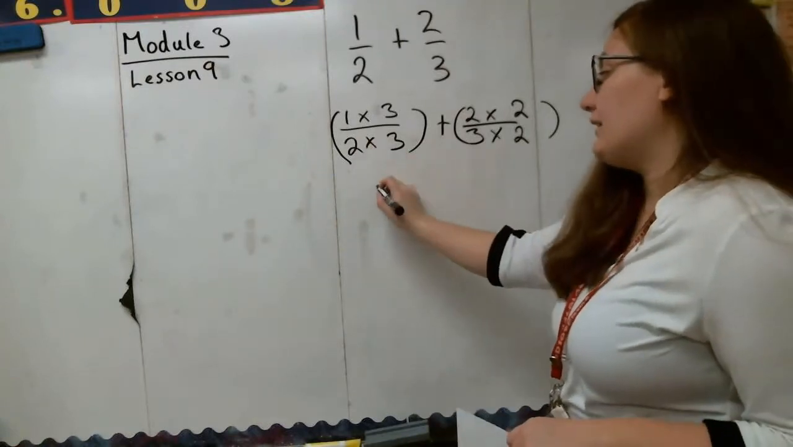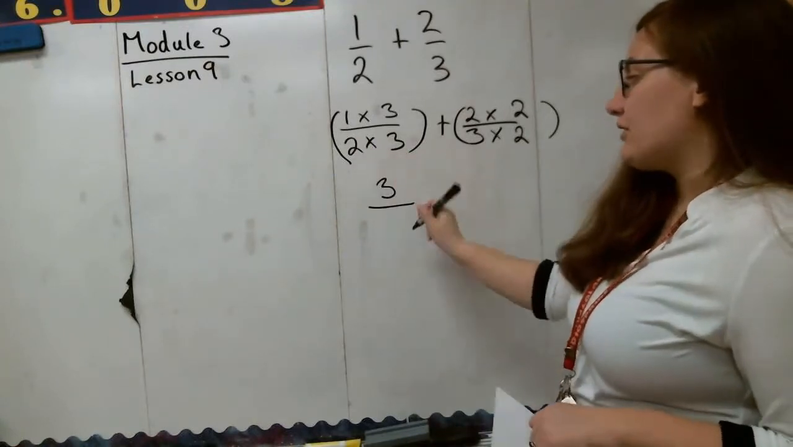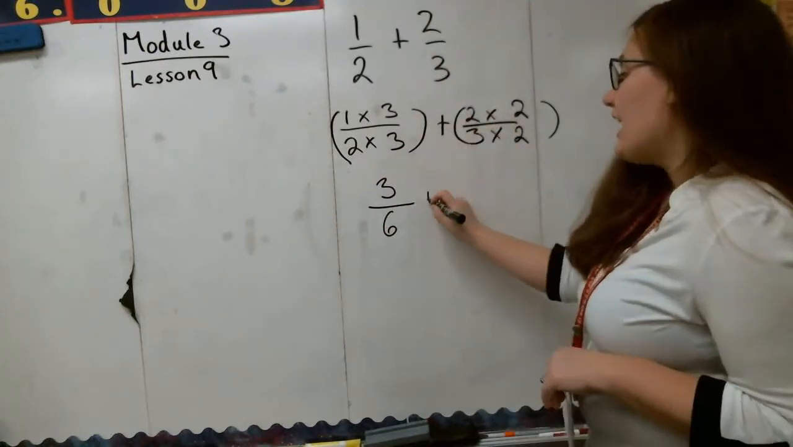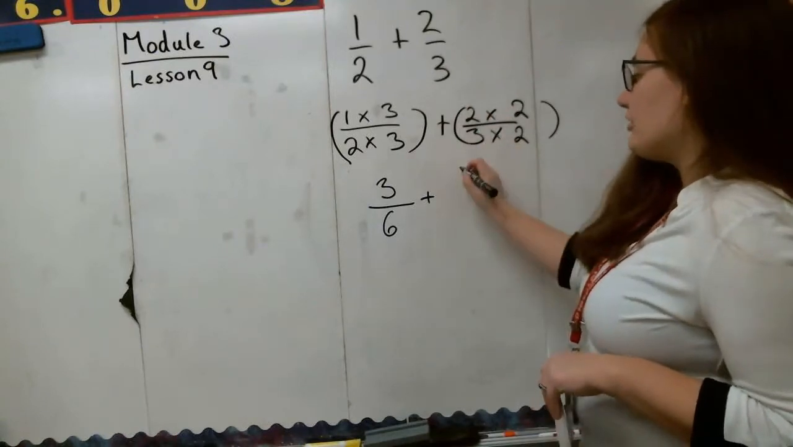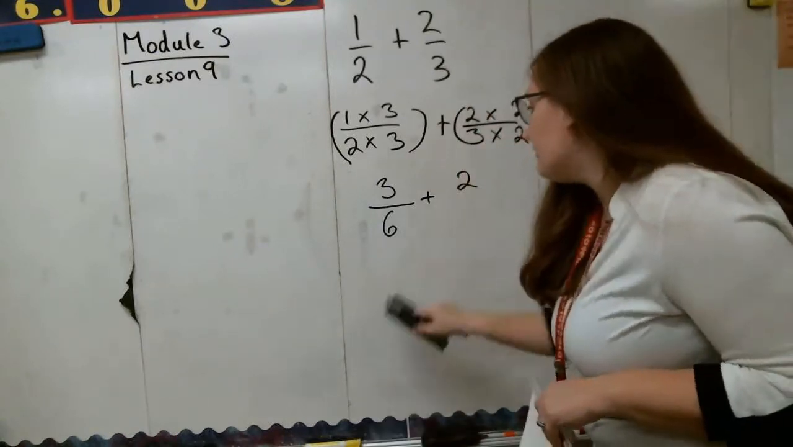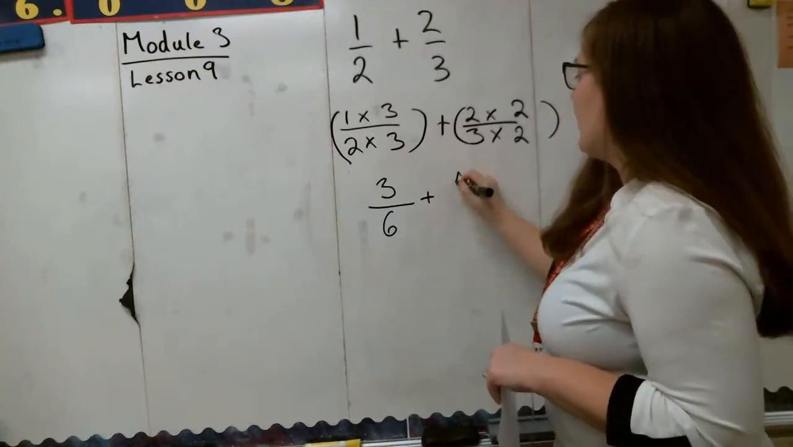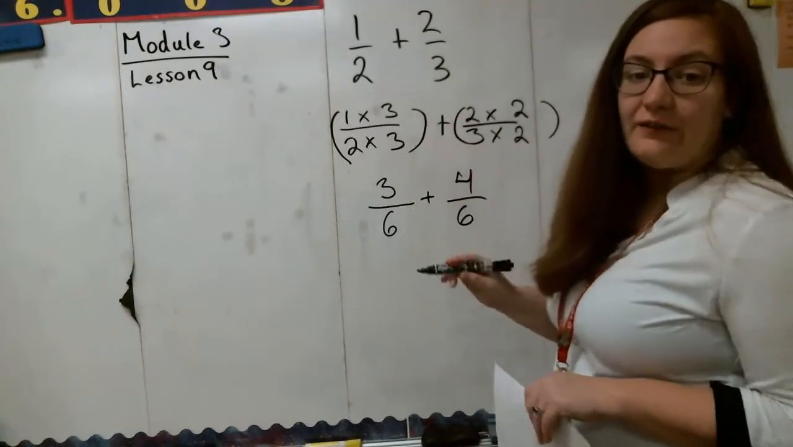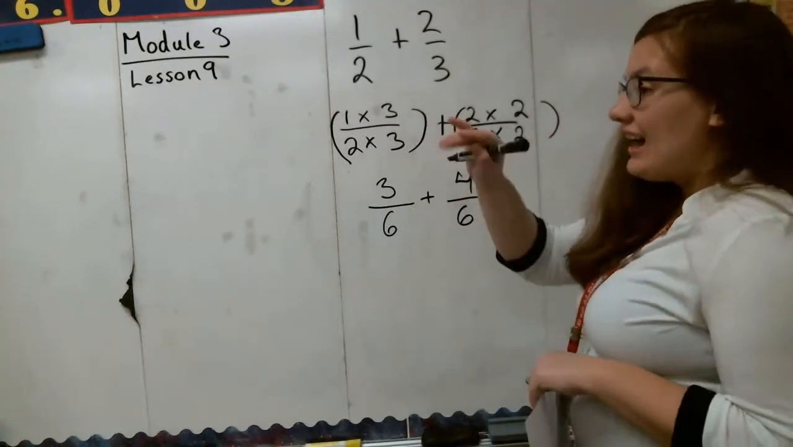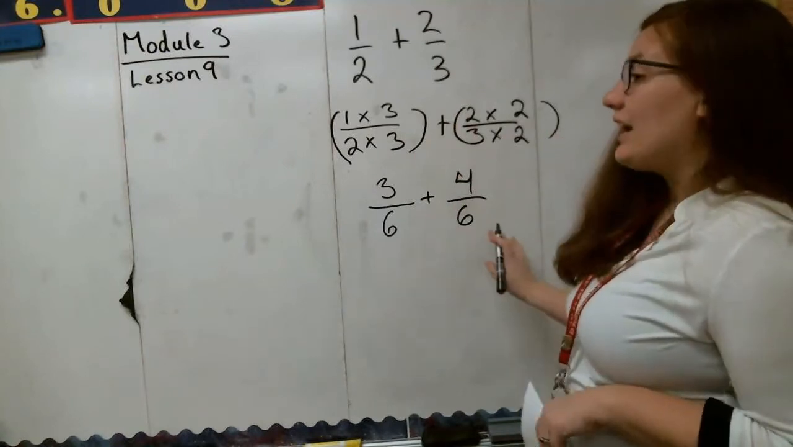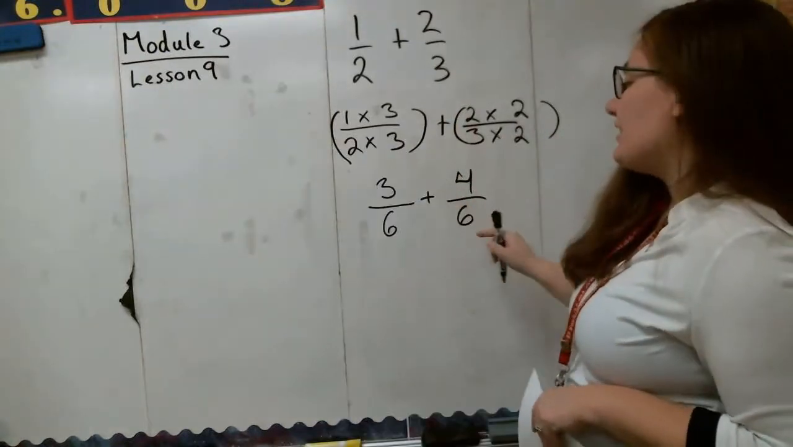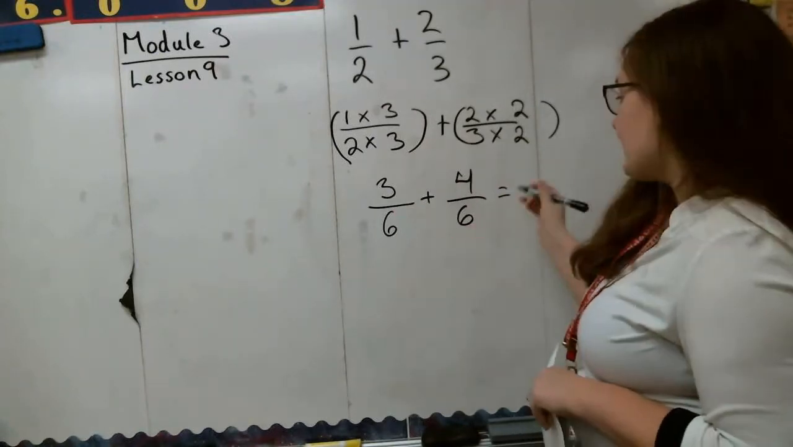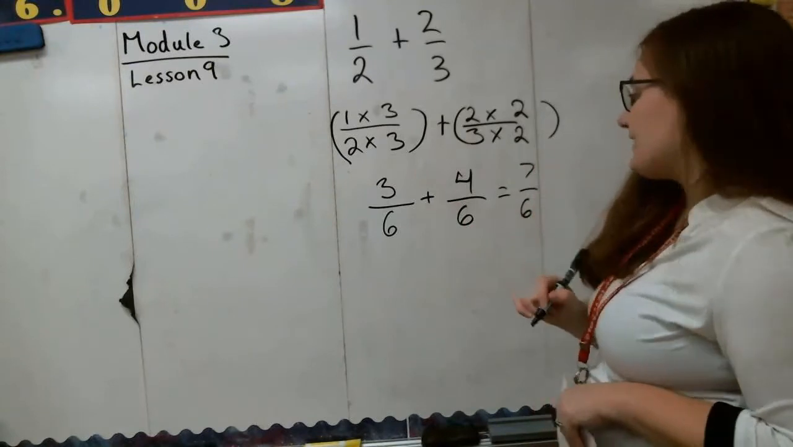So we have 1 times 3, which gives me 3. 2 times 3, which gives me 6. So 1/2 and 3/6 are equivalent. And then I'm going to add 2 times 2, which gives me 4. And then 3 times 2, which gives me 6. So 2/3 and 4/6 are equivalent to each other, and this is also a common denominator. So this is 4/6. So now we can add these together. So I have 3/6 plus 4/6, which gives me 7/6.